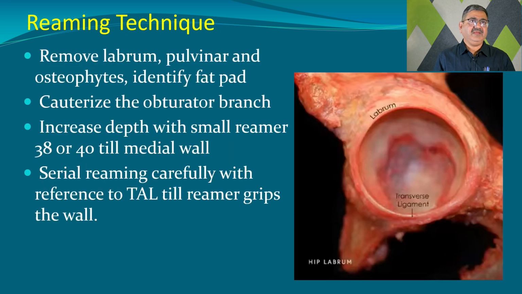In the reaming technique, remove the labrum, pulvinar and osteophytes, identify the fat pad, and cauterize the obturator branch. Increase depth with a small reamer, 30 to 40, till the medial wall is seen. Then serial reaming, being careful with the reference with the towel, till the reamer starts gripping the wall.